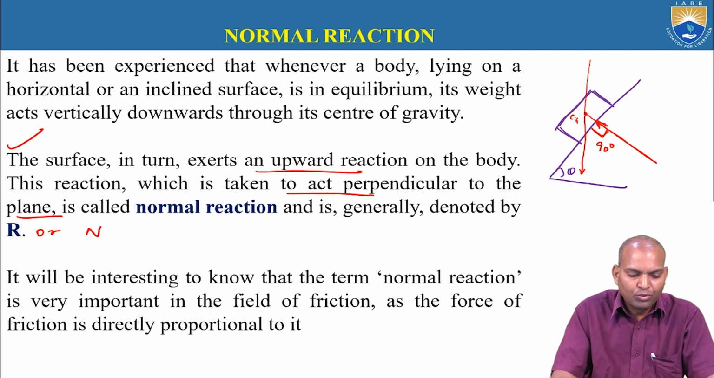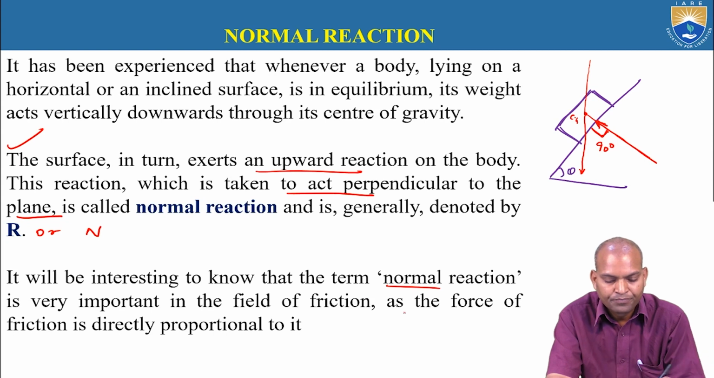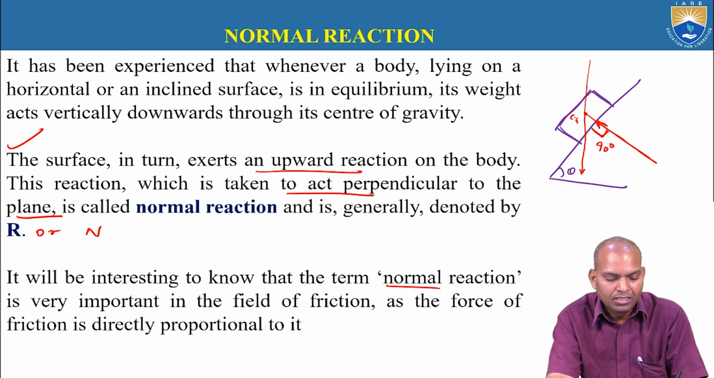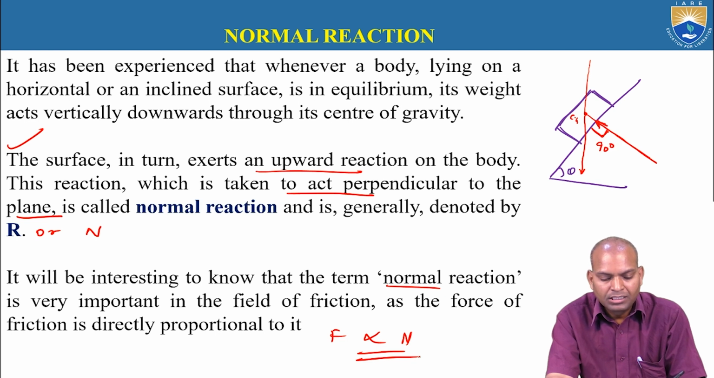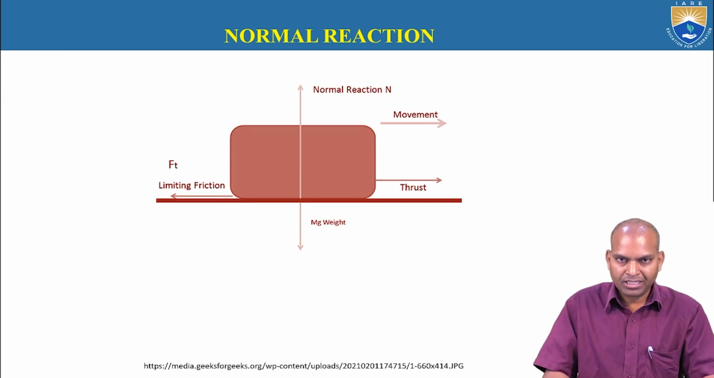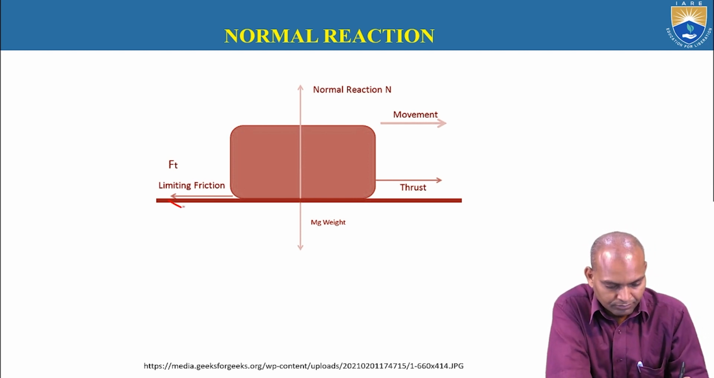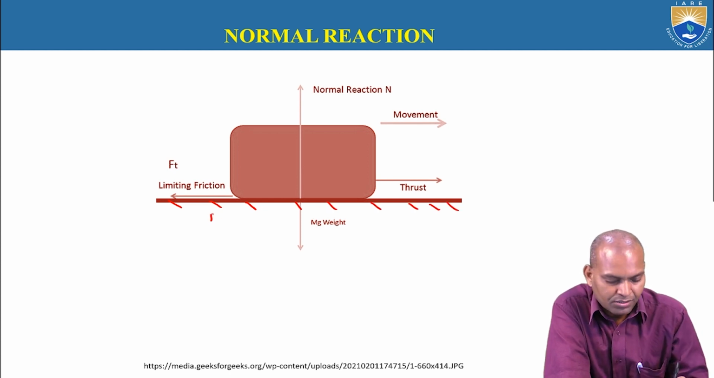One more thing: it is interesting to know that the term normal reaction is very, very important in the field of friction, as the force of friction is directly proportional to it. The force of friction is directly proportional to N. That constant of proportionality, which we are going to find out here, is known as the coefficient of friction. Now, as I explained, on a normal inclined surface, here it is a horizontal surface. I consider the horizontal surface as body 1 and this as body 2.